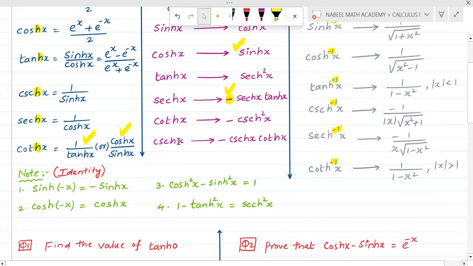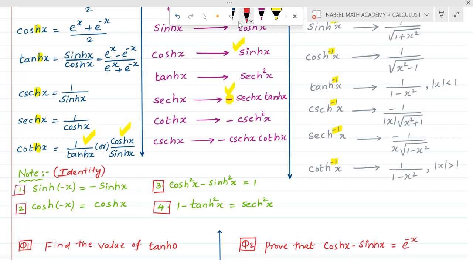Let us go to the identities we have. Sinh of minus x is minus sinh x. It will leave the minus sign outside, like an odd function. When you have cosh of minus x, it will absorb the sign and becomes cosh x. And there are two identities we are using: cosh square x minus sinh square x is equal to 1, and 1 minus tanh square x is equal to sech square x. So these are the four identities. Whenever we need them, we will use them in our problems.